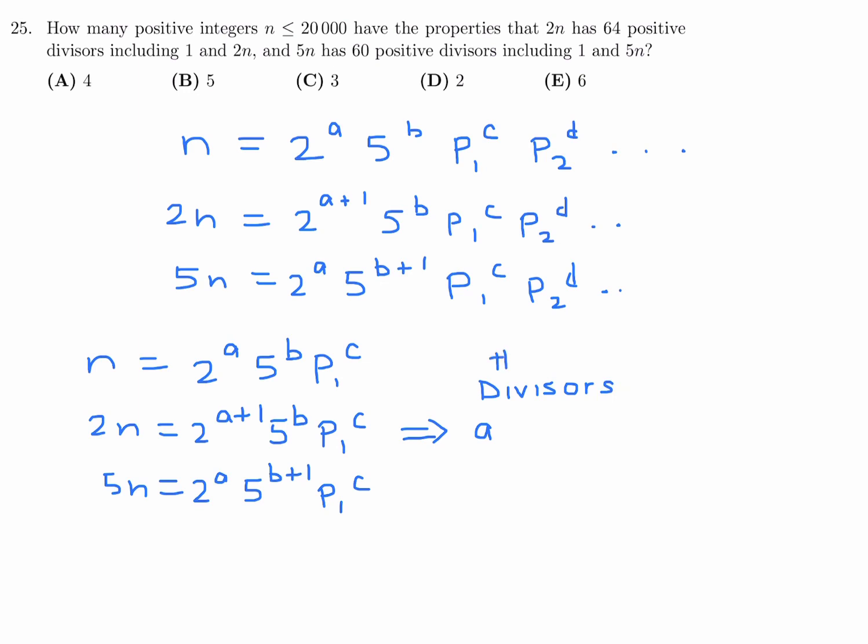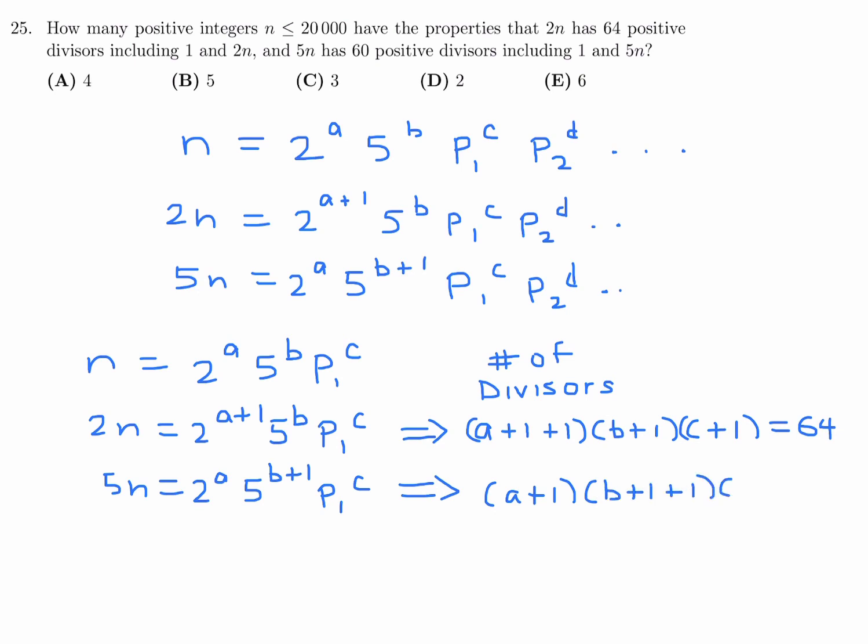Now, for 2n, using our system, the number of divisors would be as follows. It would be A plus 2 times B plus 1 times C plus 1. And that has to equal 64. For 5n, the number of divisors would be A plus 1 times B plus 2 times C plus 1. And that has to equal 60. Now you have to do a little bit of trial and error and try to figure out, can we make this work? And you can. For example, if this is 4, 4, and 4, it would become 64. And therefore that would make this 4, 5, and 3. And that would be 60. 4 times 4 times 4 is 64.